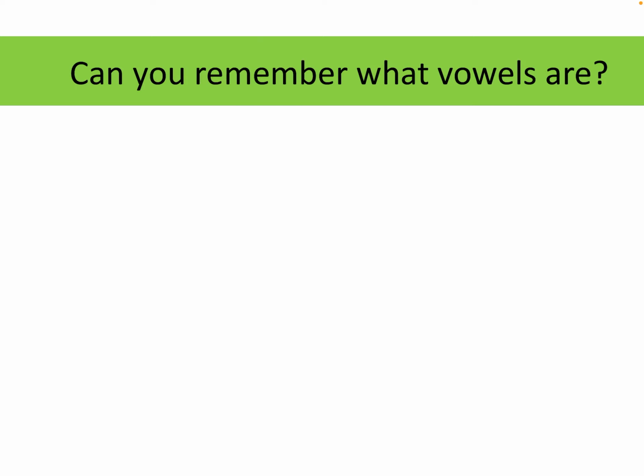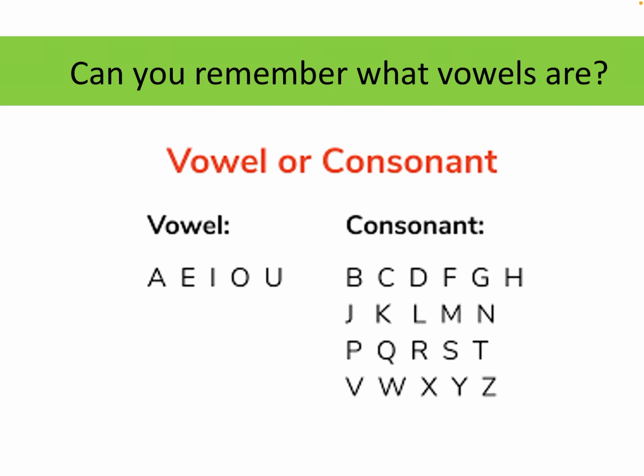So, before I move on to another rule when it comes to singular and plural, can you remember what vowels are? So there are certain letters that are called vowels. What are they? So they are A, E, I, O, and U. All the other letters are what's called consonants.